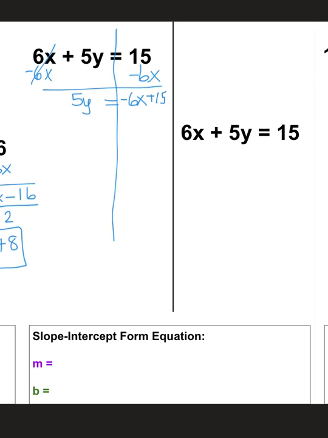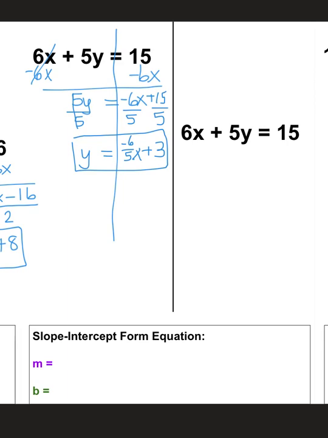Now the y is not by itself, so we're going to undo that multiplying of 5 by dividing by 5. So I can divide each term by 5. Y will equal, well, -6 divided by 5. I can't simplify those, so I can leave it as a simplified fraction of -6 over 5x. Then I'm going to do positive 15 divided by 5, which will give me a positive 3. So there's my equation in slope-intercept form.